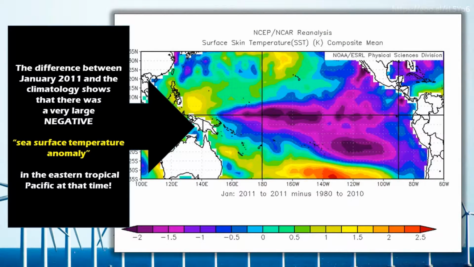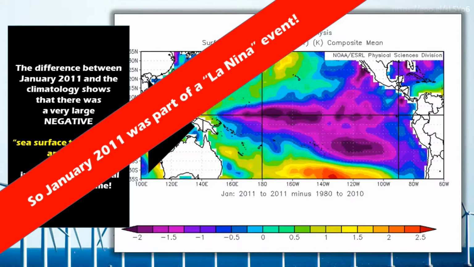In contrast, I could pick a different year. This is January 2011, and I computed the sea surface temperature anomalies, the difference between the water temperatures in January 2011 and the mean water temperatures in January. In 2011, you see this huge area of purples and blues showing an area of cold water across the central and eastern Pacific Ocean. We have a negative sea surface temperature anomaly. The water temperatures are colder than usual, and that means January 2011 was part of a La Nina event, meaning we had cold water across the central and eastern Pacific.